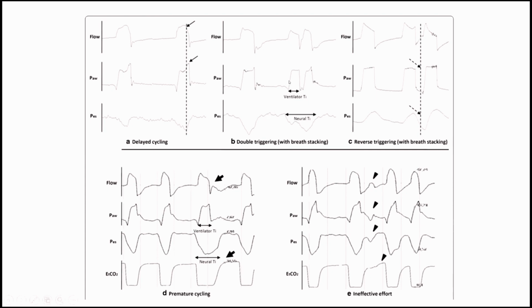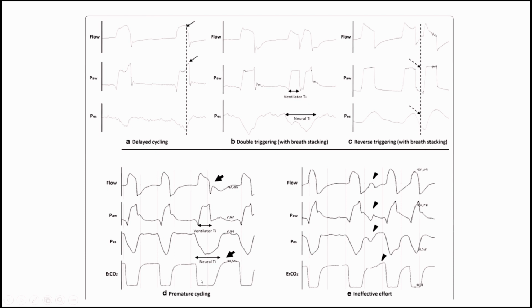And here you have the double triggering. The patient is actually having a longer inspiratory time, but the machine inspiratory time is short. So he's again attempting another breath here because he needs more support. So this is a double triggering. And here there is a reverse triggering. The patient is taking a breath here, and so a second breath is delivered soon after the first breath before the expiration is complete.